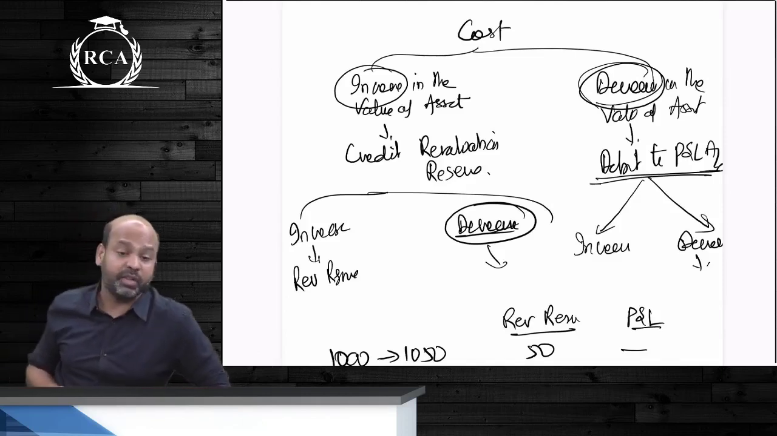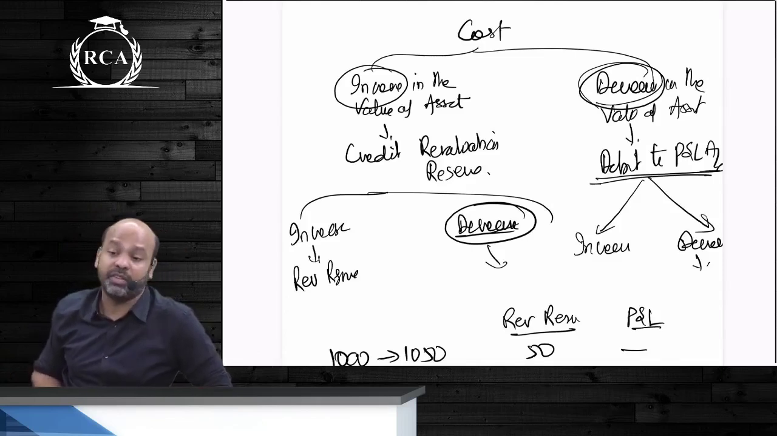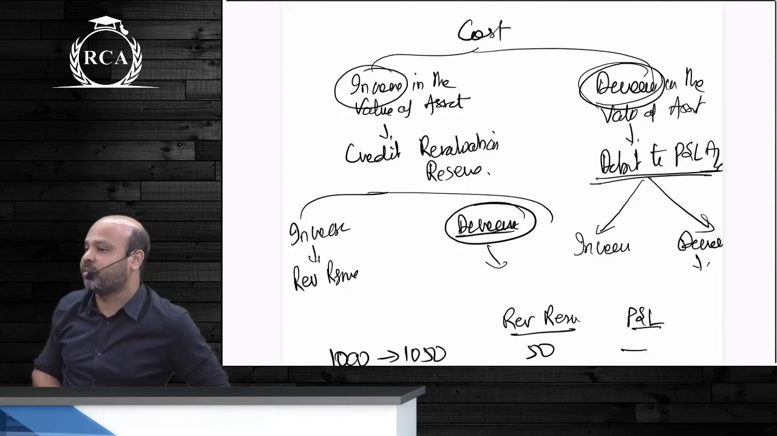After an increase, if there's a subsequent increase, again the same. After an increase, if there's a decrease, first adjust against revaluation reserve. The excess amount, if any, will be debited to P&L account.